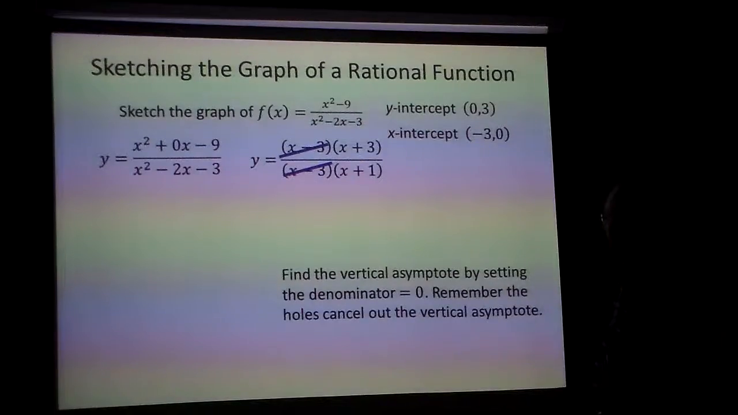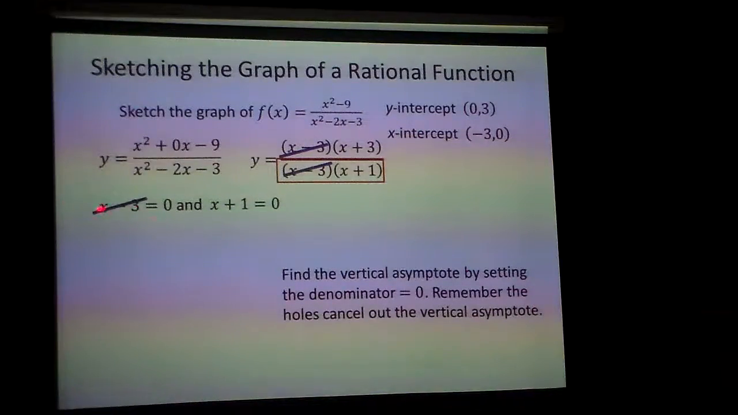How do I find the vertical asymptote? By setting the denominator to 0. But remember, the holes cancel out the vertical asymptote. So technically I have 2, but I'm going to cancel out that x minus 3 one. So my only vertical asymptote occurs when x equals negative 1 when I solve this one. So the vertical asymptote is at x equals negative 1.